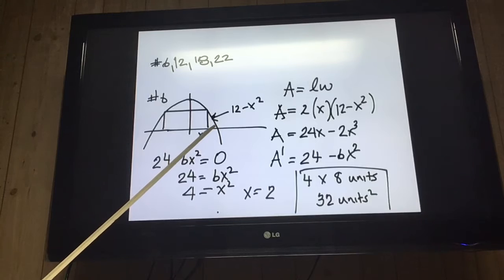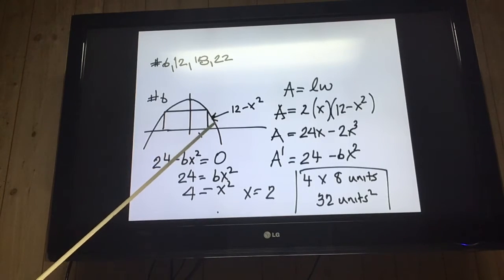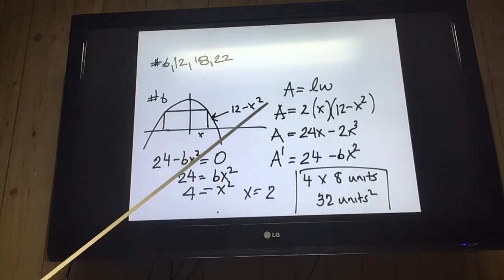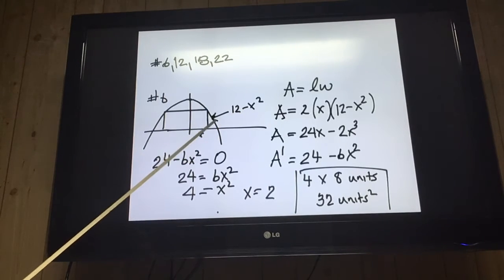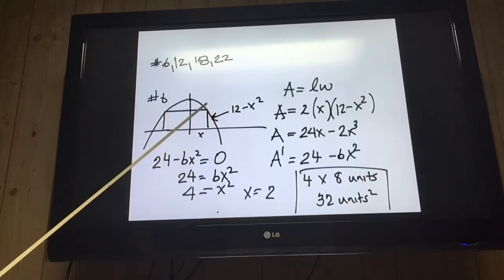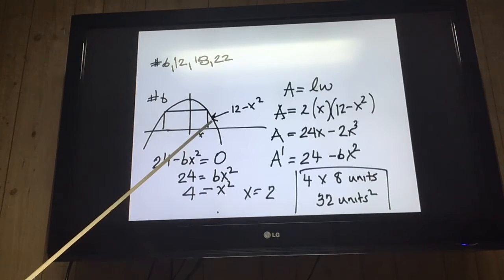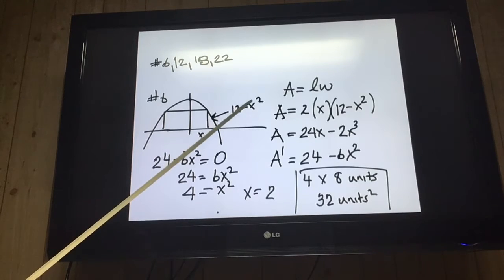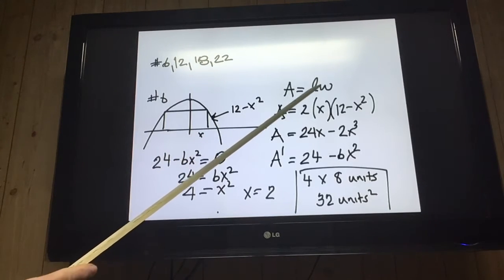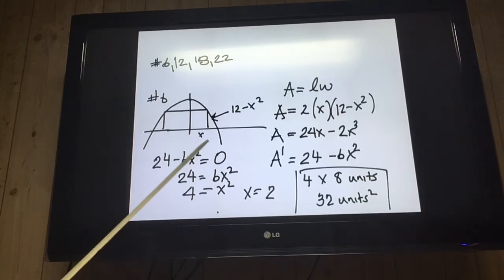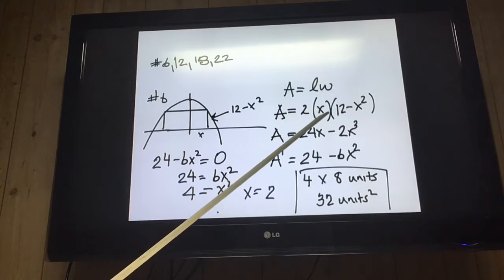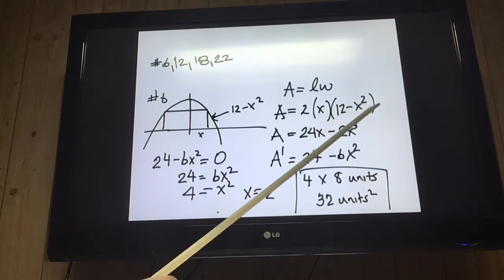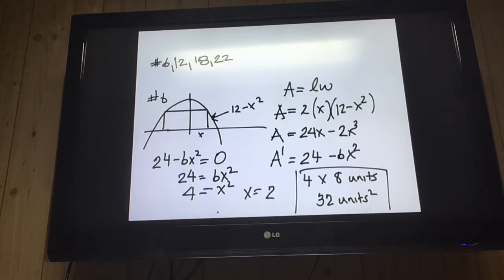My height, the distance from here to here, if this is x, then what is from here to here? Well, it's 12 minus x squared. So if this was at 1, then my height would be 11. If this was at 2, then my height would be 8, and so on. So here's my two expressions for my length and height. Therefore, here's my area, 2x times 12 minus x squared. And that's what we're going to maximize because we're looking for the largest rectangle.